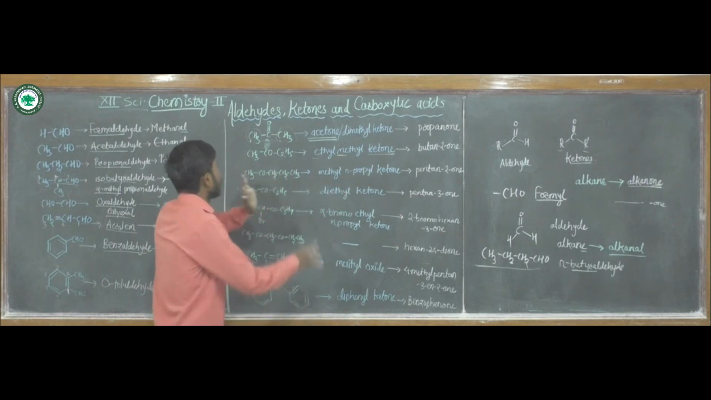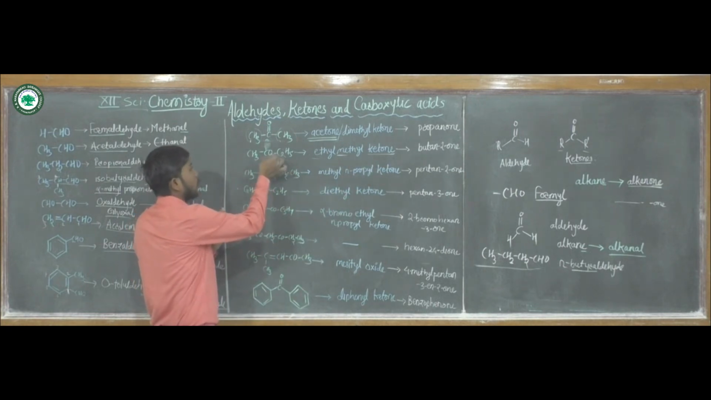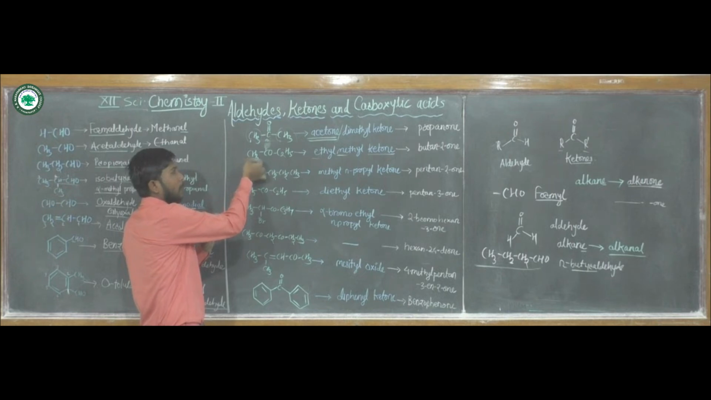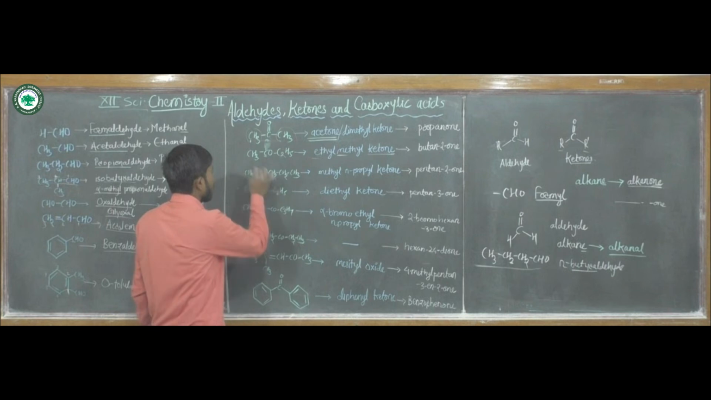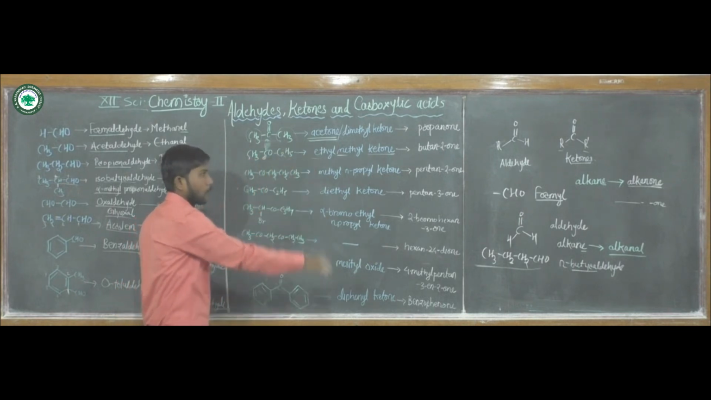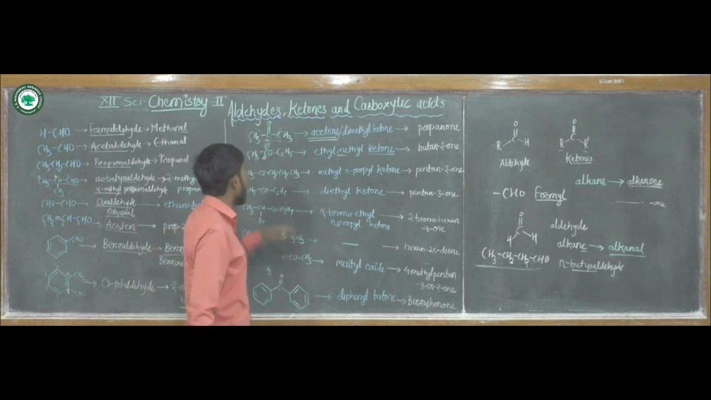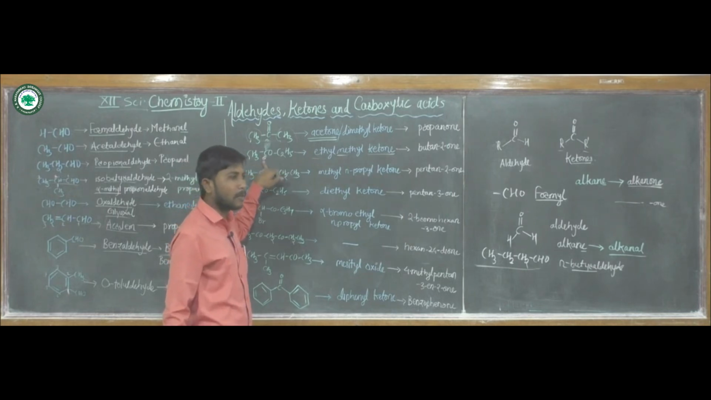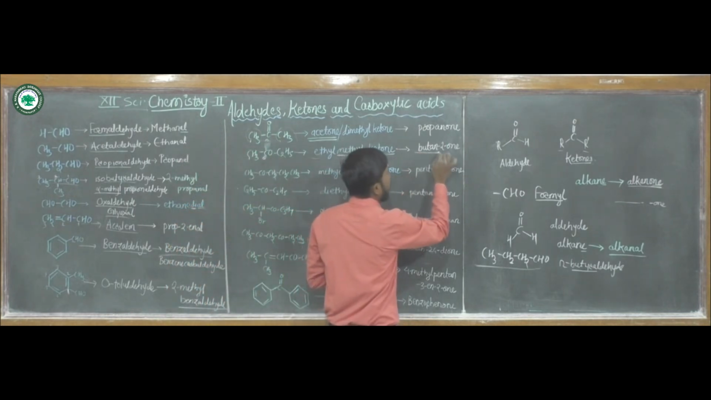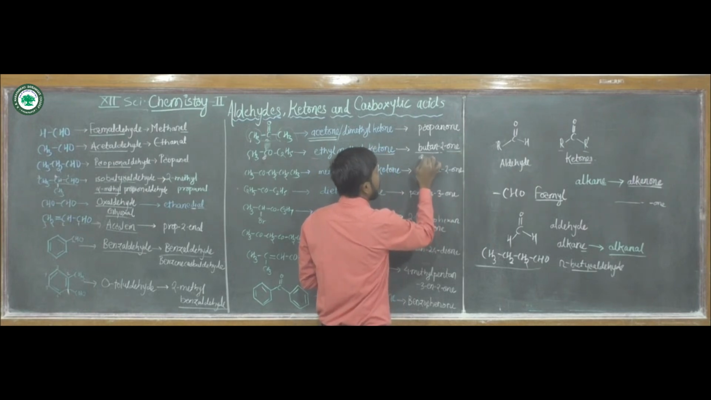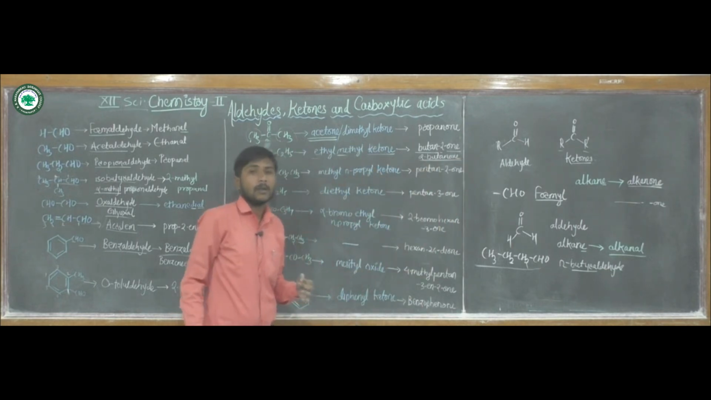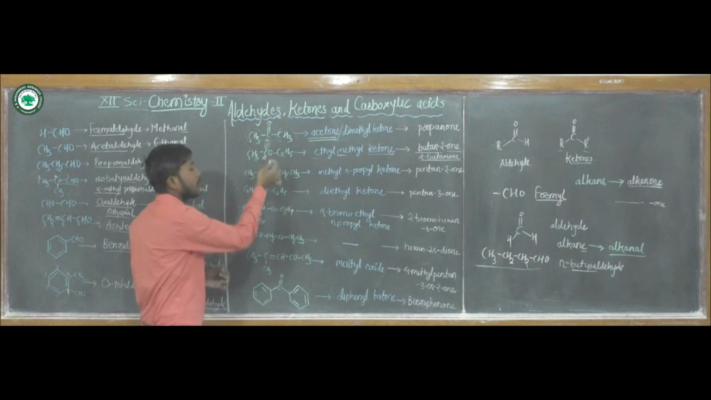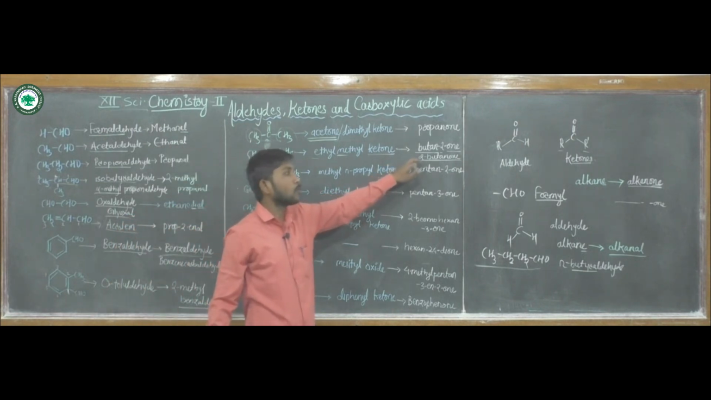In the IUPAC name, select the chain. These are 2, 3, 4 carbon atoms. Numbering should start from the carbon nearest to the functional group. This is 1, 2, 3, 4. So it is a 4-carbon butane with the carbonyl carbon at carbon number 2. That's why the name will be butan-2-one, or simply we can write 2-butanone. But only if there is no extra branching can we write this 2-butanone.